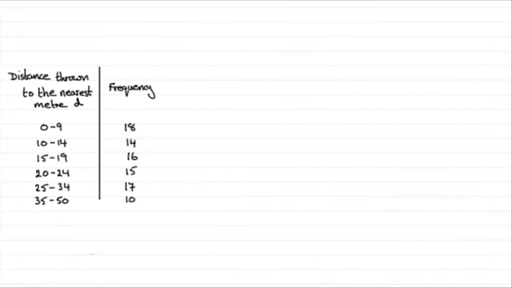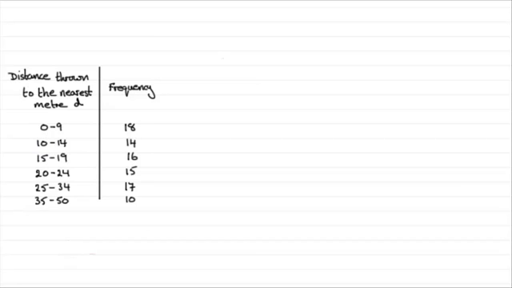Hi, in this tutorial what I want to do is show you how we draw histograms. What I've got here is a group frequency table. It records the distance thrown by a number of people throwing a ball. And we've got what we call the classes, and it's very important that we understand what the classes represent.